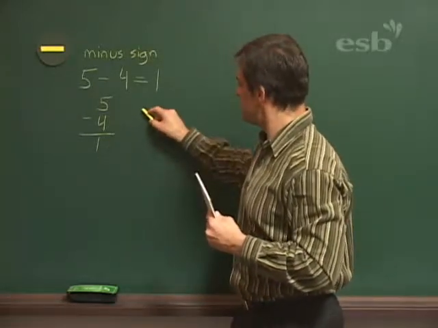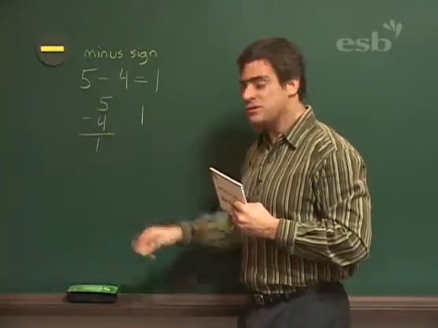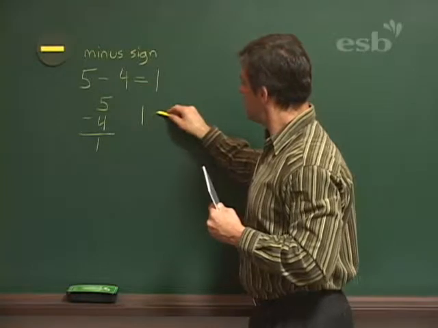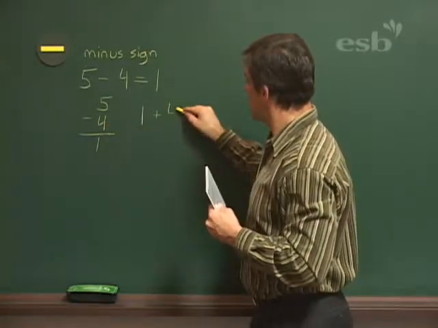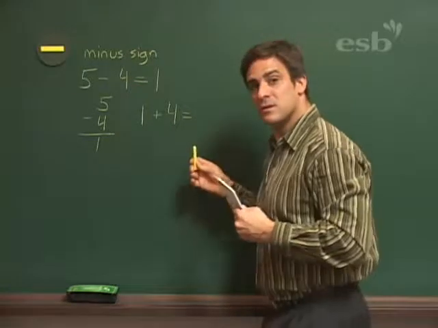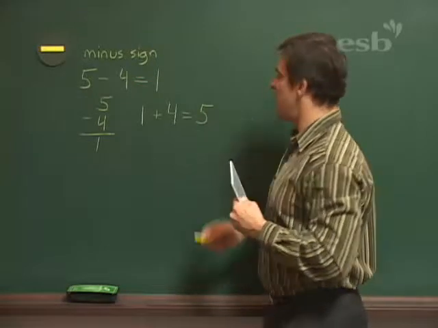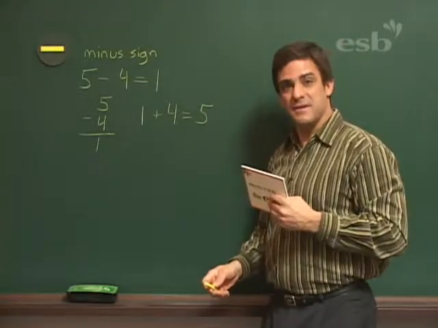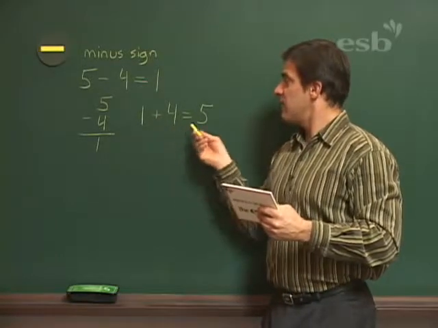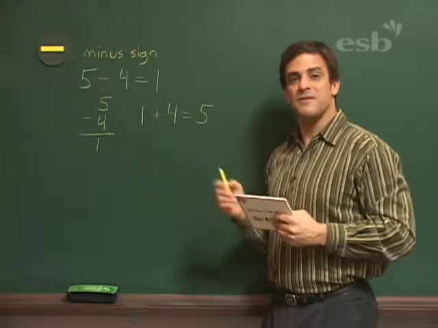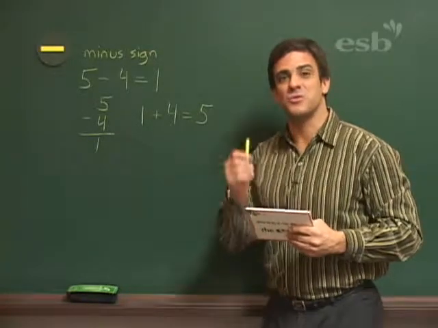The answer is 1. We go backwards. 1 plus 4 equals 5. You see? So you can actually use addition to check if the subtraction is correct, if it's right.